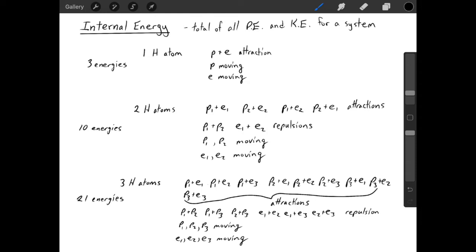You can see that it quickly gets unmanageable to track all of these energies. If we wanted to find the total internal energy for 3 atoms, for example, that would be a lot of work. Imagine what would happen if you had billions and billions and billions of atoms to keep track of. It quickly becomes impossible. Thankfully, it's a lot easier to track changes in internal energy than it is to calculate the absolute number.